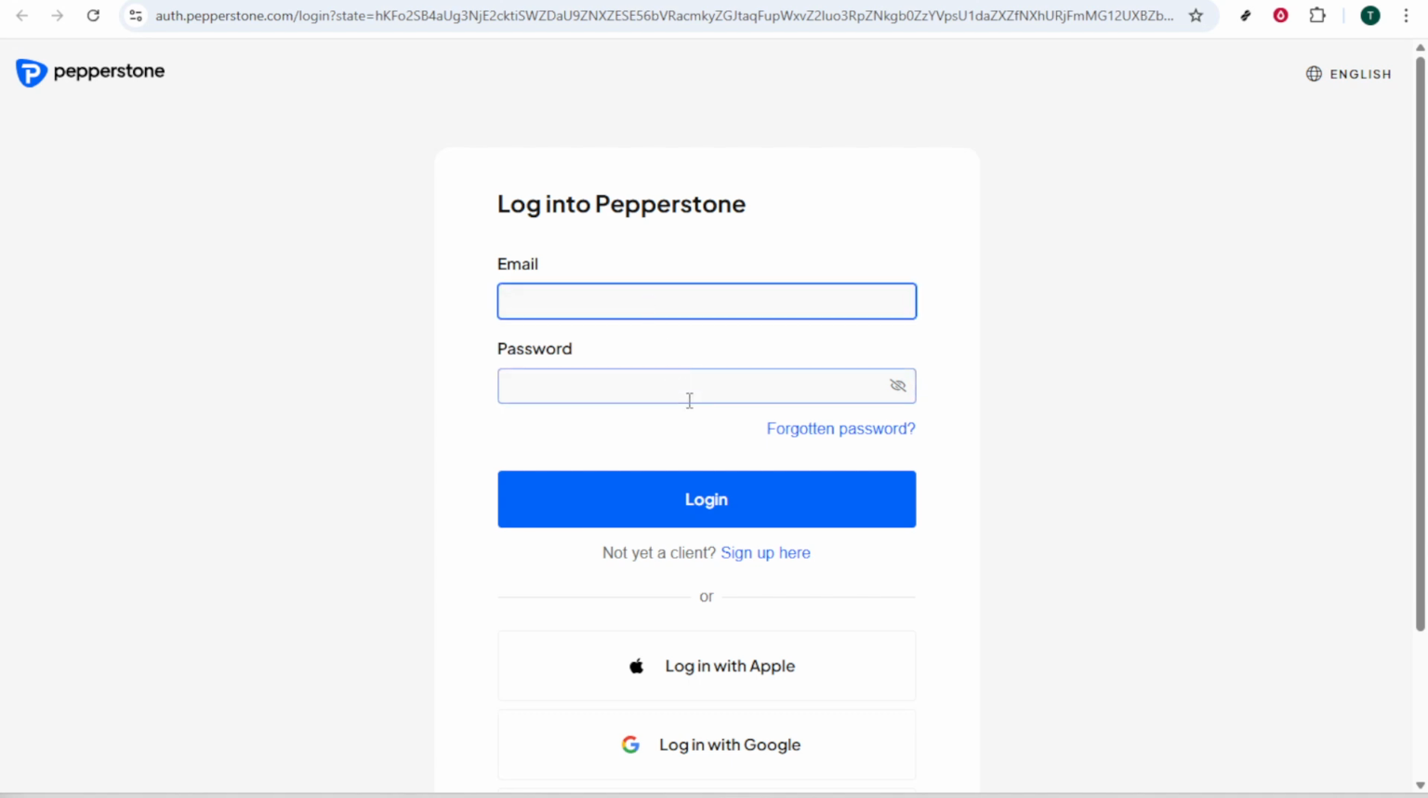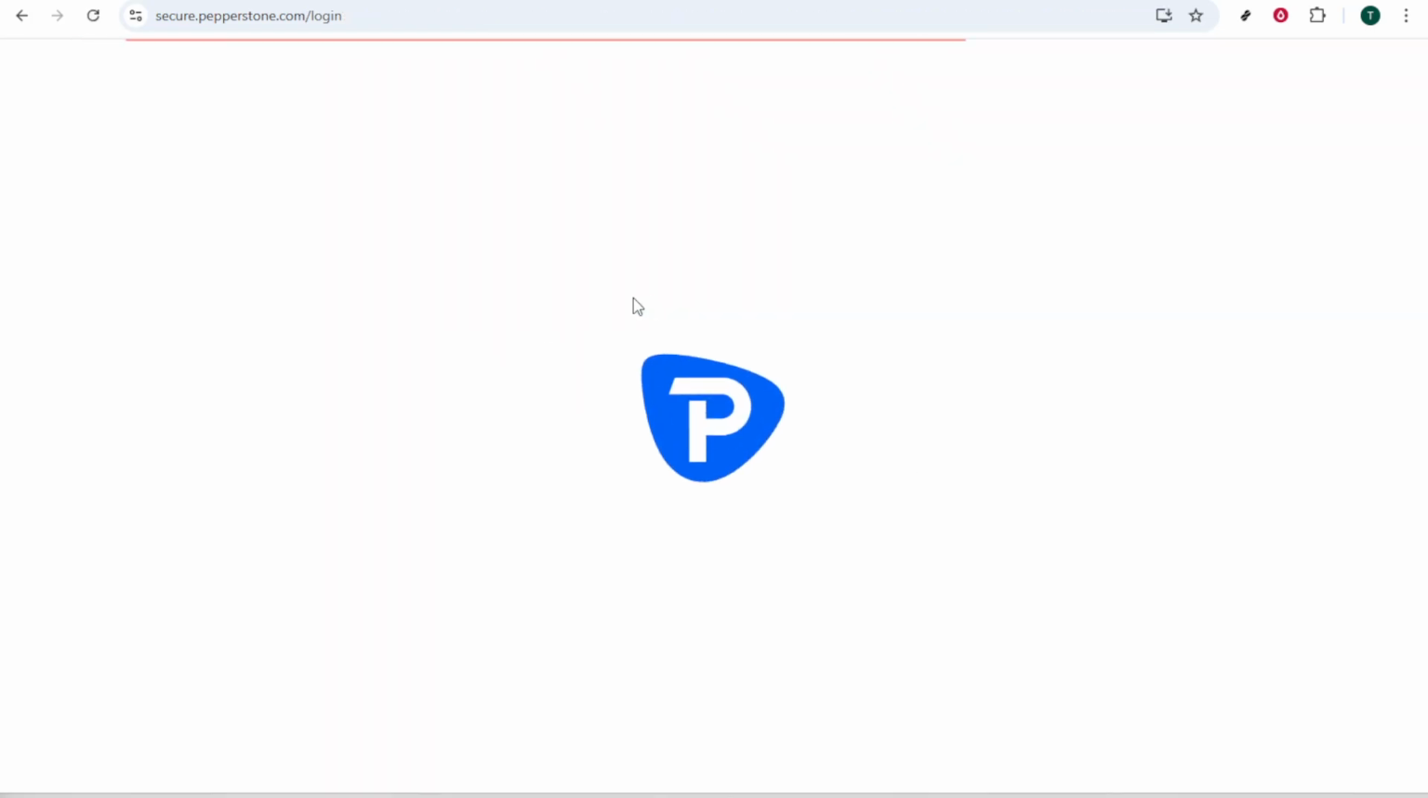This notification is simply asking for your approval to connect your Pepperstone account with TradingView. Don't worry, this is a standard procedure to ensure your accounts are linked correctly. All you need to do is accept this approval request. With that, you're now ready to trade.